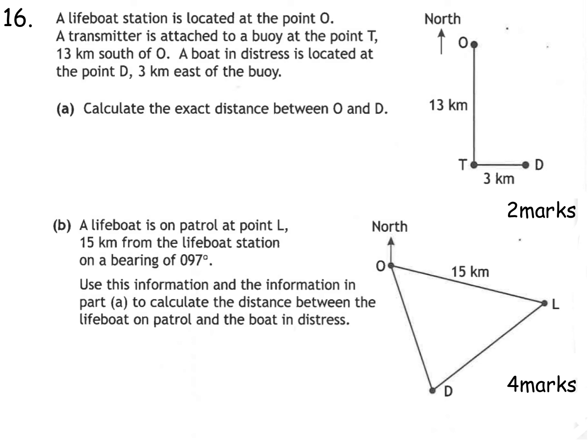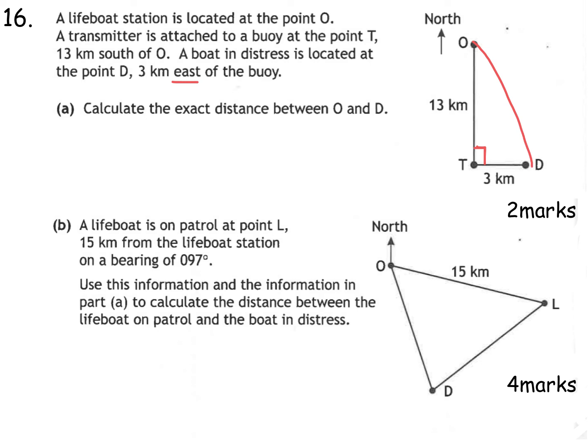So we've got a transmitter and it tells us that this is exactly east, so that tells us that this is a right angle, okay? So that's a right angle there from O to T to D. We have to calculate the exact distance from O to D. So that's just going to be Pythagoras.